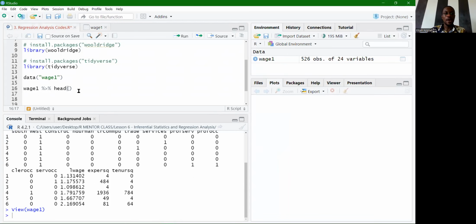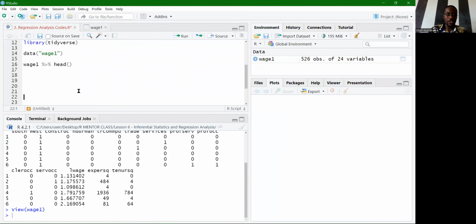At this point, why don't we go ahead and initiate our model? So we estimate wage using education, which means years of education.